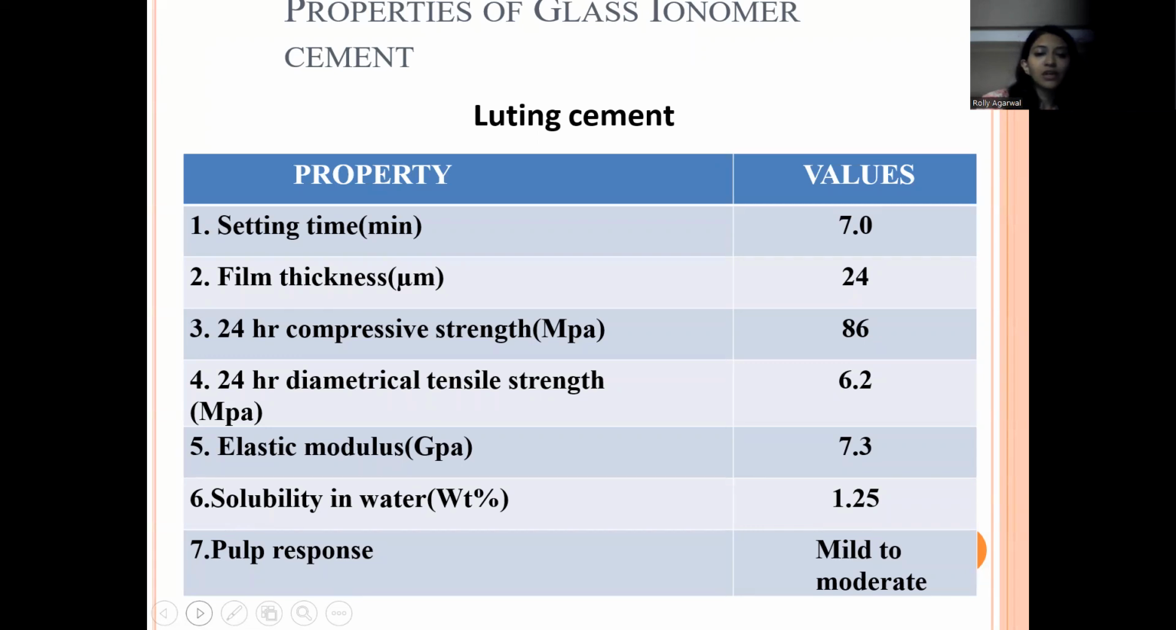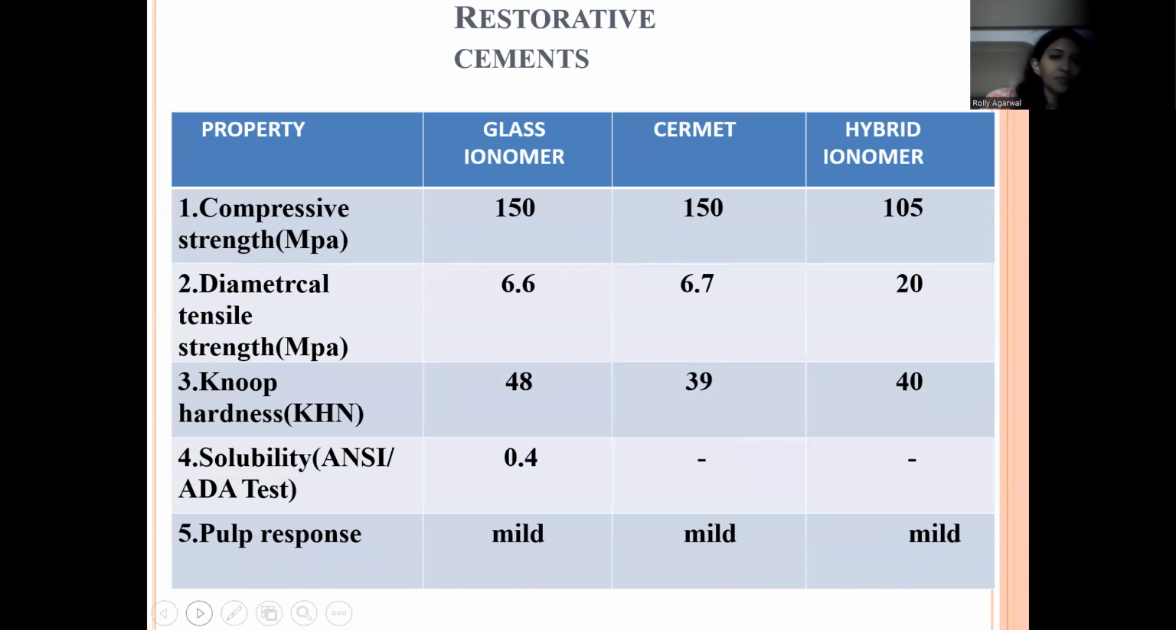When we are using it as a luting cement, the strength properties are a little on the lower side because the powder content of the mix has reduced and there's a greater amount of liquid which has been used. The viscosity is less. So the elastic modulus is approximately 7.3 and the pulp response is mild to moderate. Next is the comparison between the traditional glass ionomer cement and the reinforced cements as we know them, metal modified cement and resin modified hybrid cement.